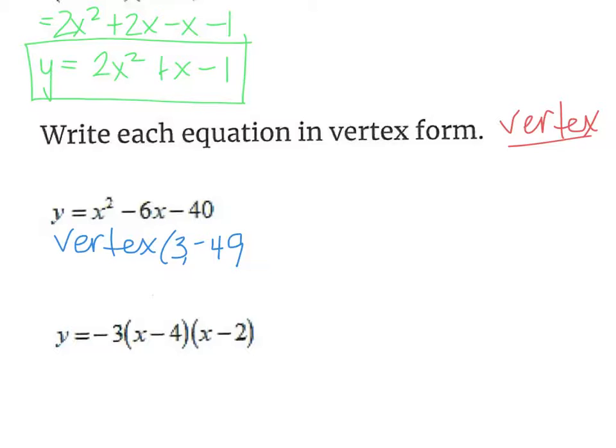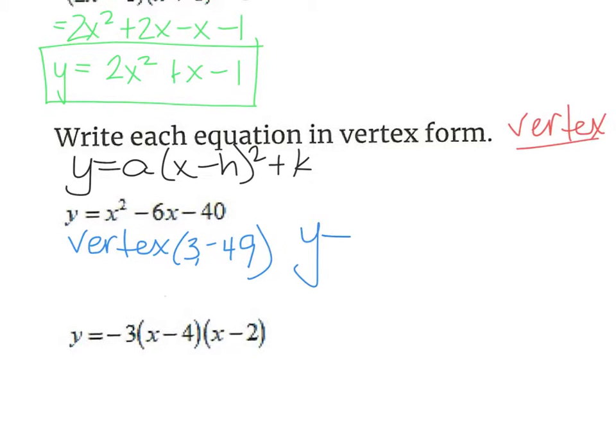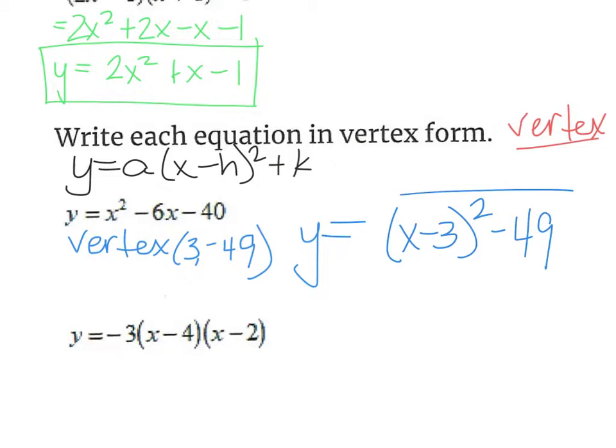Let's remind ourselves of vertex form. That's your graphing form. Y equals a times x minus h squared plus k, where a is your leading coefficient and h, k is your vertex. To write that vertex form, y is equal to a, which is 1, times x minus 3 squared minus 49. There's your vertex form.